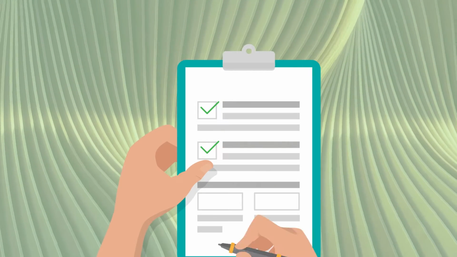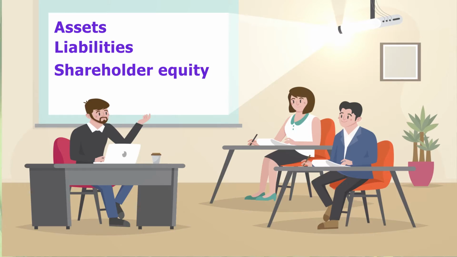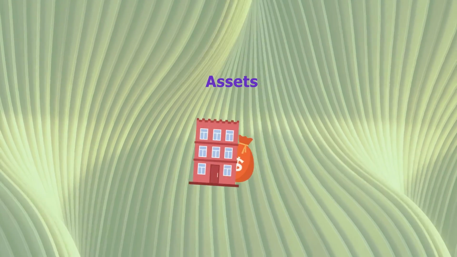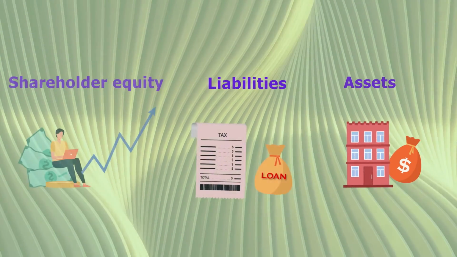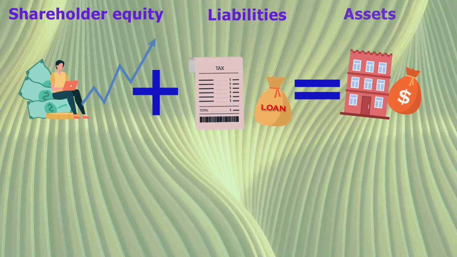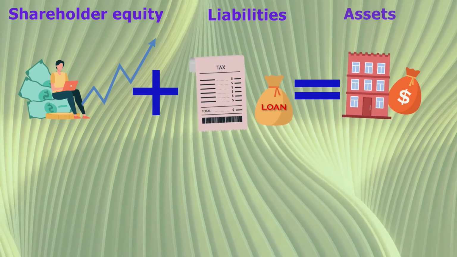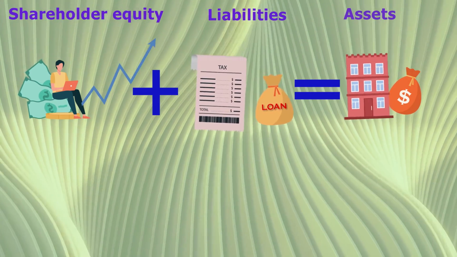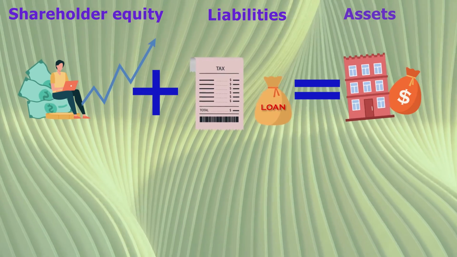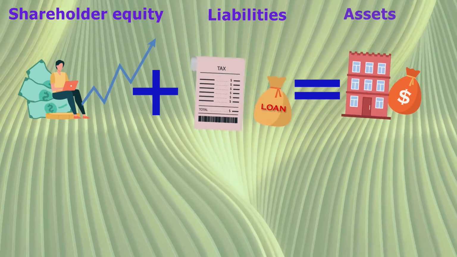A balance sheet presents company assets, liabilities, and shareholder equity at a specific point in time. Investors use balance sheets to compute rates of return and to evaluate companies' capital structure. In summary, the balance sheet is a financial statement that shows where a company stands financially, including what assets it has, as well as what debt it owes. It can be used for fundamental analysis or calculation of financial ratios.